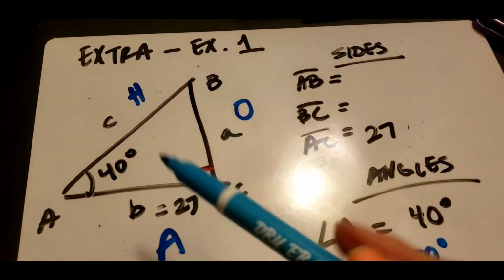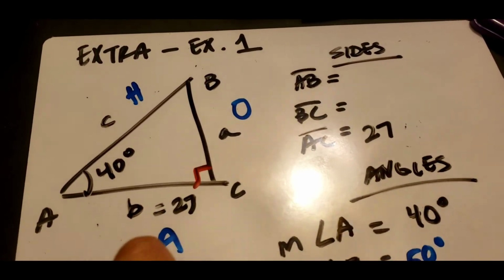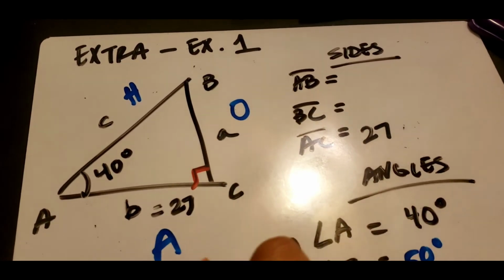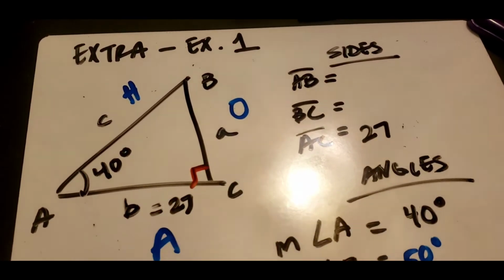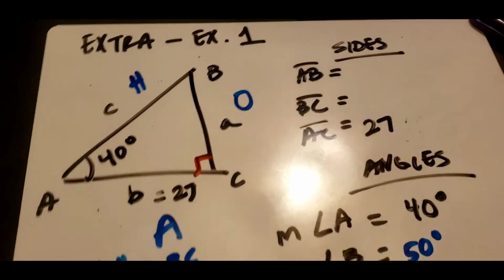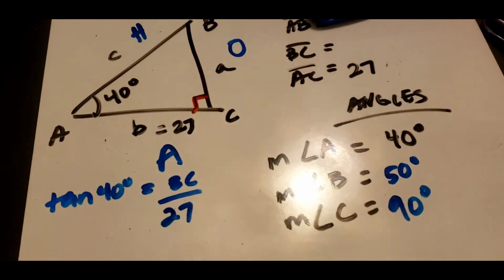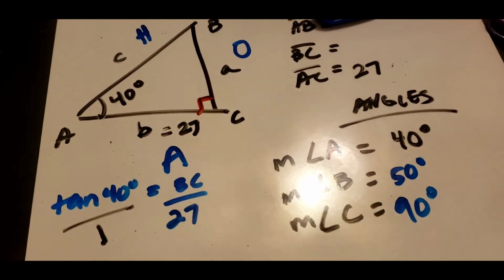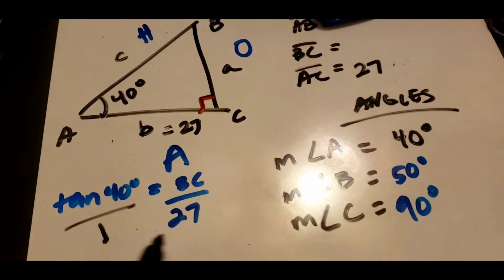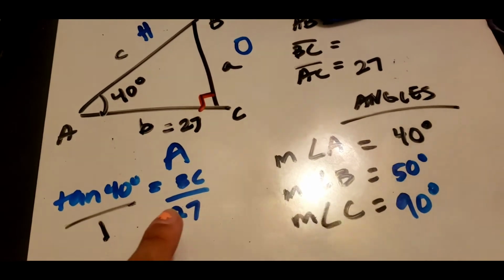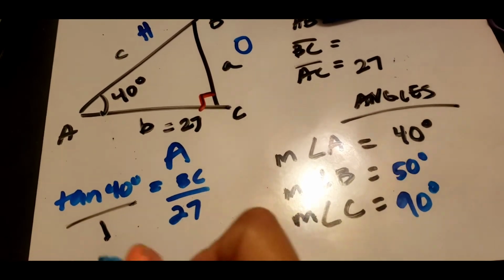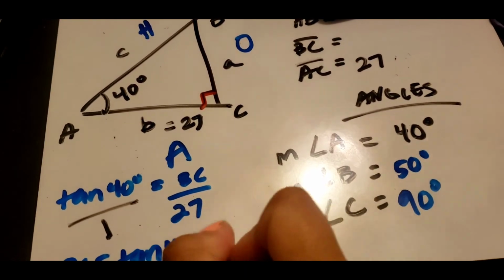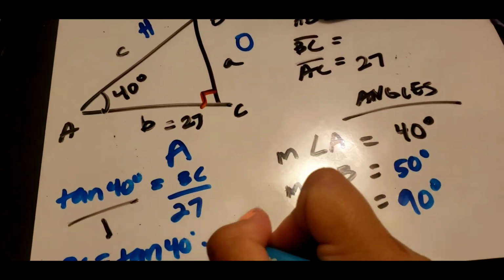Opposite and adjacent, that's tangent. So tangent of 40 equals opposite, so BC, over adjacent, which is 27. Again, trust me when I tell you, make it into a proportion. So we're going to cross multiply. And this one's pretty easy because when you multiply, you'll get BC by itself. So BC equals tangent of 40 degrees times 27.